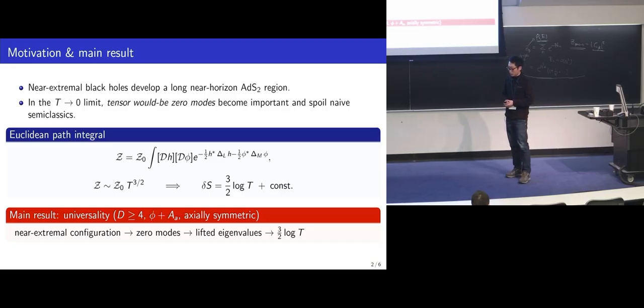From a two-dimensional perspective, these fluctuations are controlled by the Schwarzian action. You can do the calculation in the Schwarzian theory, get the correct partition function, and also the correction to the entropy. But you can also directly do this calculation in higher dimensions, especially for the axially symmetric case, where we don't know how to do the dimensional reduction properly.